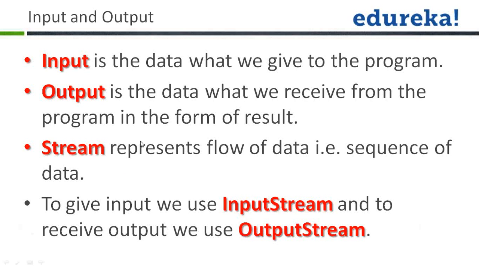What is a stream? A stream represents the flow of data, that is, a sequence of data. Okay, so the entire sequence of the data is actually considered to be a stream. Now to give input we use an input stream, and to give output we use an output stream.